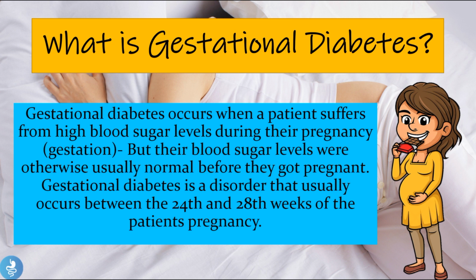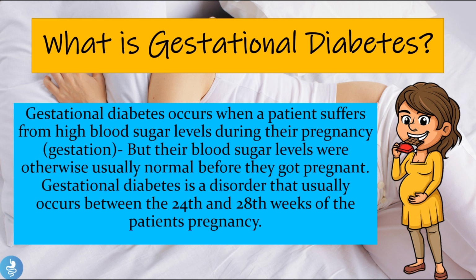Gestational diabetes is a disorder that usually occurs between the 24th and 28th week of the patient's pregnancy. So basically, from this definition, we get that gestational diabetes is when the patient experiences high blood sugar levels during their pregnancy for the first time. Before their pregnancy, they usually had normal blood sugar levels, but now they are suffering from these bouts of high blood sugar levels. And the onset is usually during the 24th to the 28th week of pregnancy.